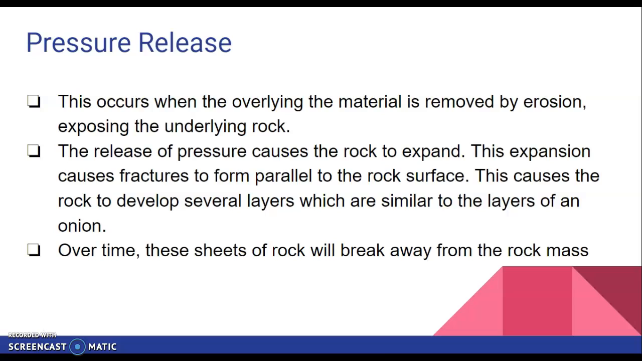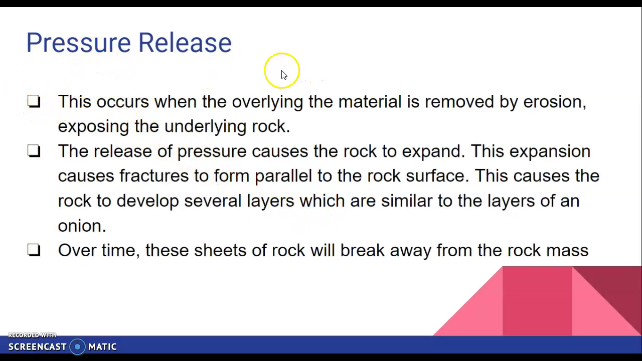This expansion causes fractures to form parallel to the rock surface, which causes the rock to develop several layers which are similar to the layers of an onion. Repeated over time, these sheets of rock will break away from the original rock mass. The process of exfoliation takes place right here, which is where layers of material are peeled off from the original surface, similar to that of an onion.